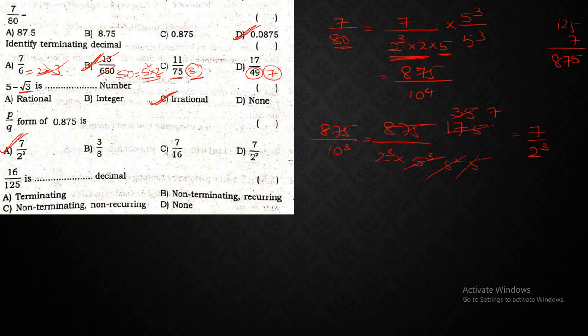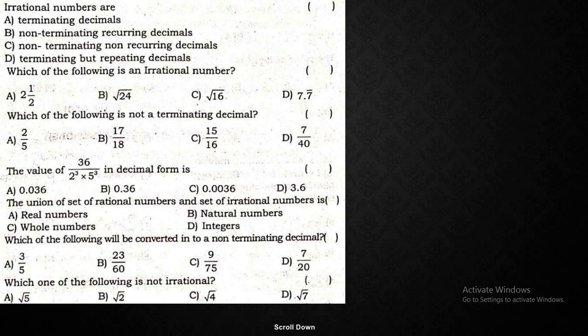Next, 16 by 125. Clearly 125 means 5 cube. Since the denominator contains the 2 power n or 5 power n form, clearly it is a terminating decimal, right? Next, moving on to one more question. Irrational numbers, we have already said, follow NT NR. Just remember that phrase. Irrational numbers are NT NR, right?